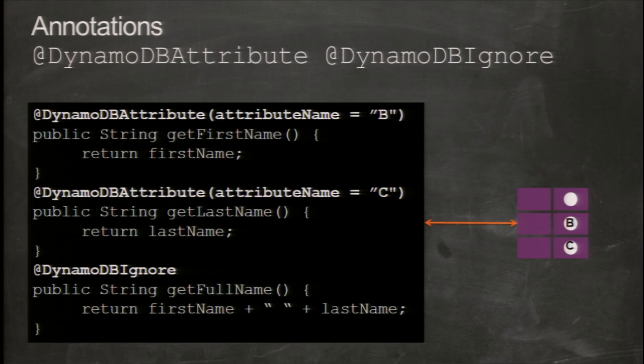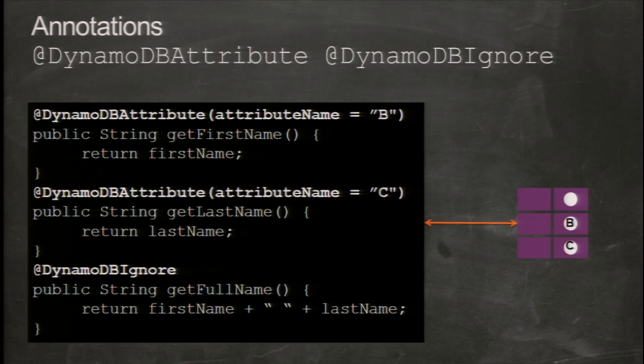For our non-indexed attributes, we have the DynamoDB attribute annotation. Strictly speaking, this is not necessary if you're using standard getter names. If you do not annotate a getter, the mapper will actually assume that that is a mapped attribute and will use the standard naming conventions. But if we want to override, we must supply the annotation and the override.